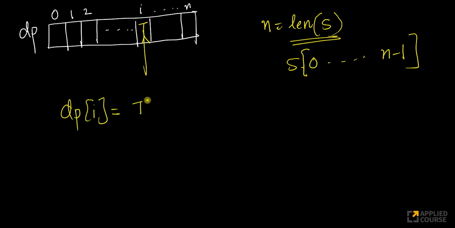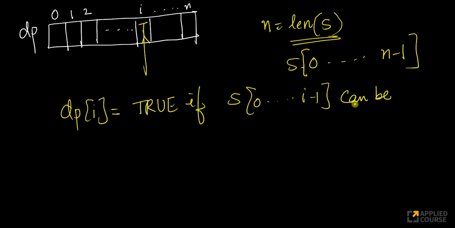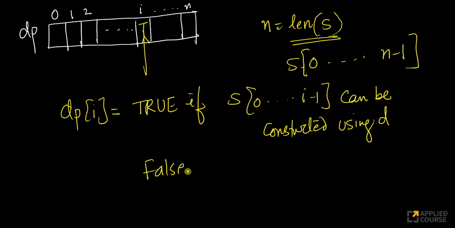dp of I equals true if S 0 to I minus 1 can be constructed using my dictionary D. It is false otherwise. Okay, this is how I'm defining this. This is my table.